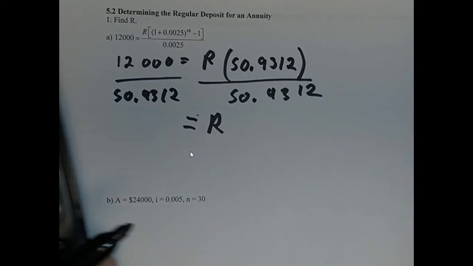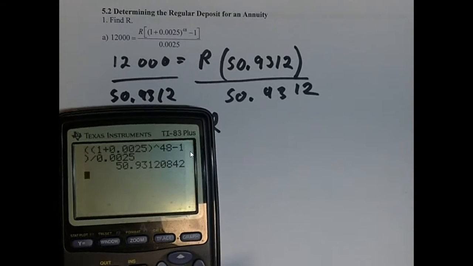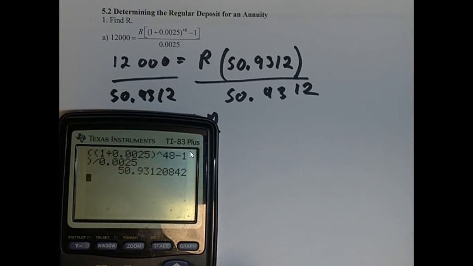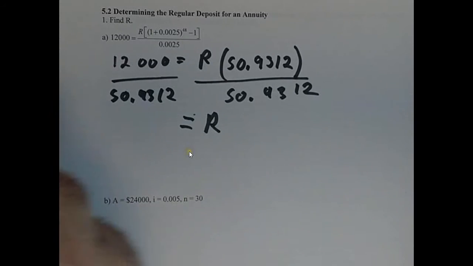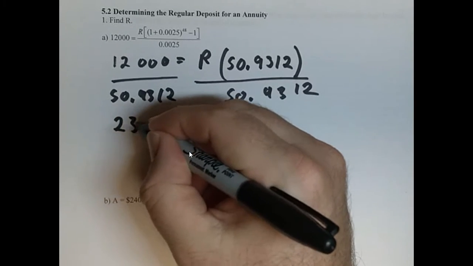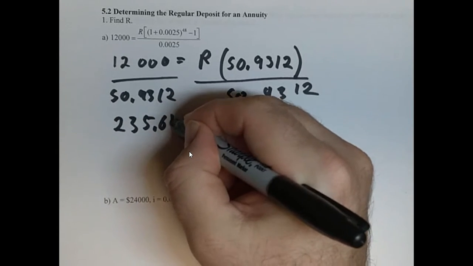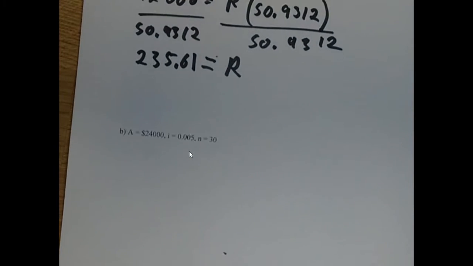So we're going to take the 12,000 and divide it by 50.9312. And our regular payment here is $235.61. Okay, similarly, we're going to go down here and do the same thing.